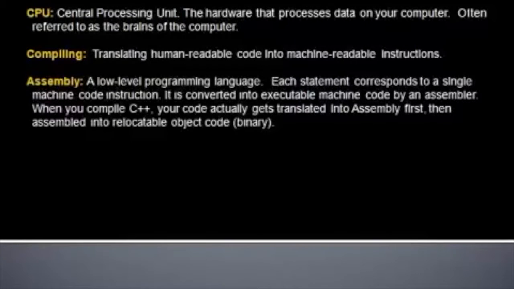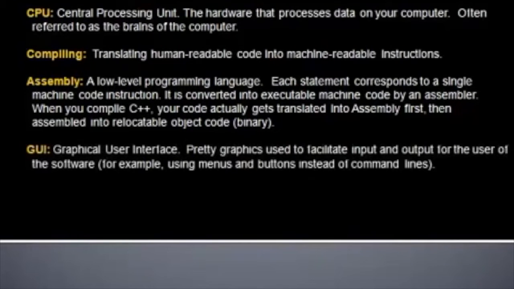Assembly, a low-level programming language. Each statement corresponds to a single machine code instruction. It is converted into executable machine code by an assembler. When you compile C++, your code actually gets translated into assembly first, then assembled into relocatable object code.